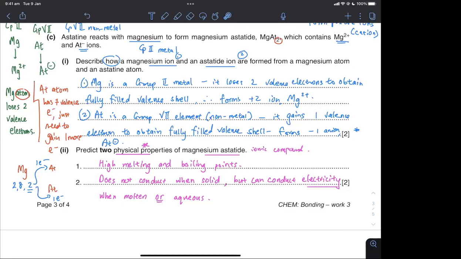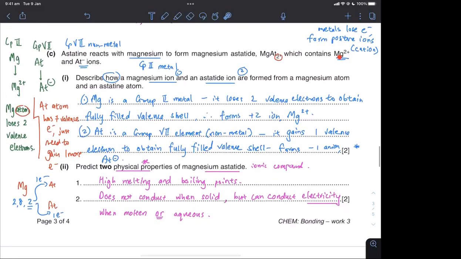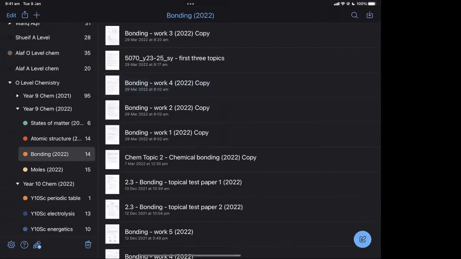Okay. Now the next bit is always the kind of questions associated with ionic compounds. It doesn't matter what ionic compound they give you, as long as it's an ionic compound. How do I know it's an ionic compound? Mg2+, Cl-, oppositely charged ions. So you will have high melting and boiling point, and I talk about conduction of electricity. These are as stated in the syllabus.